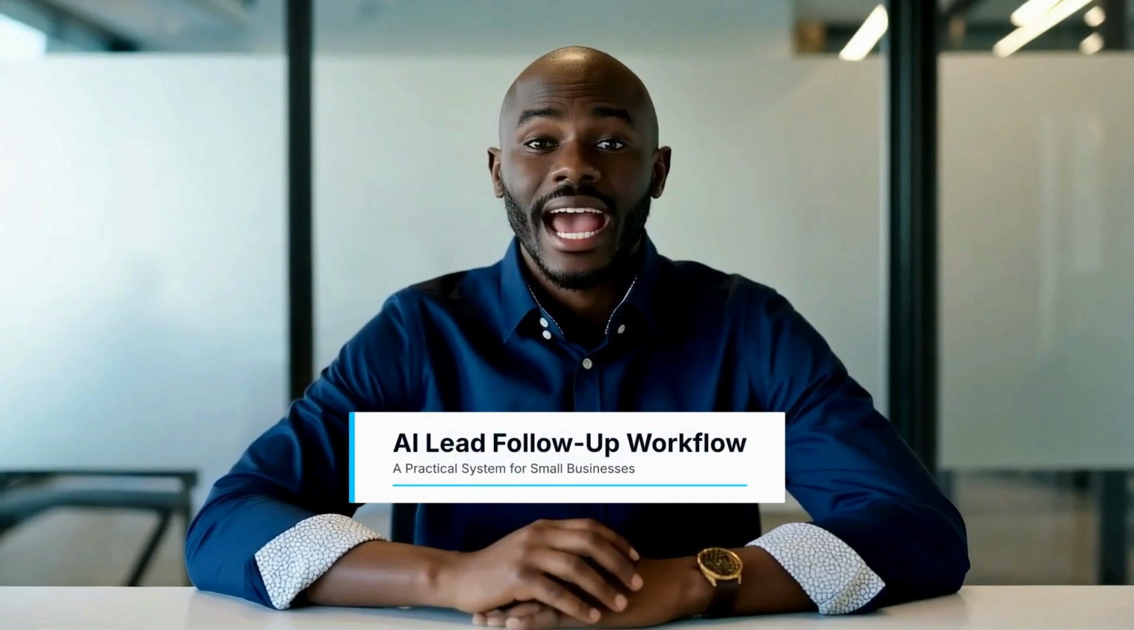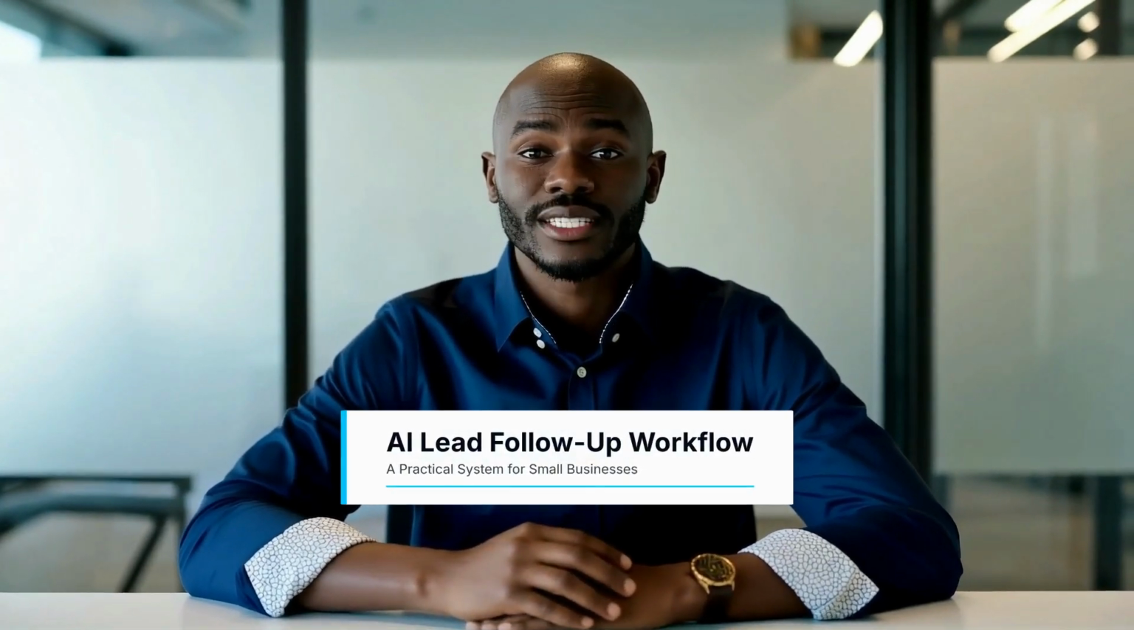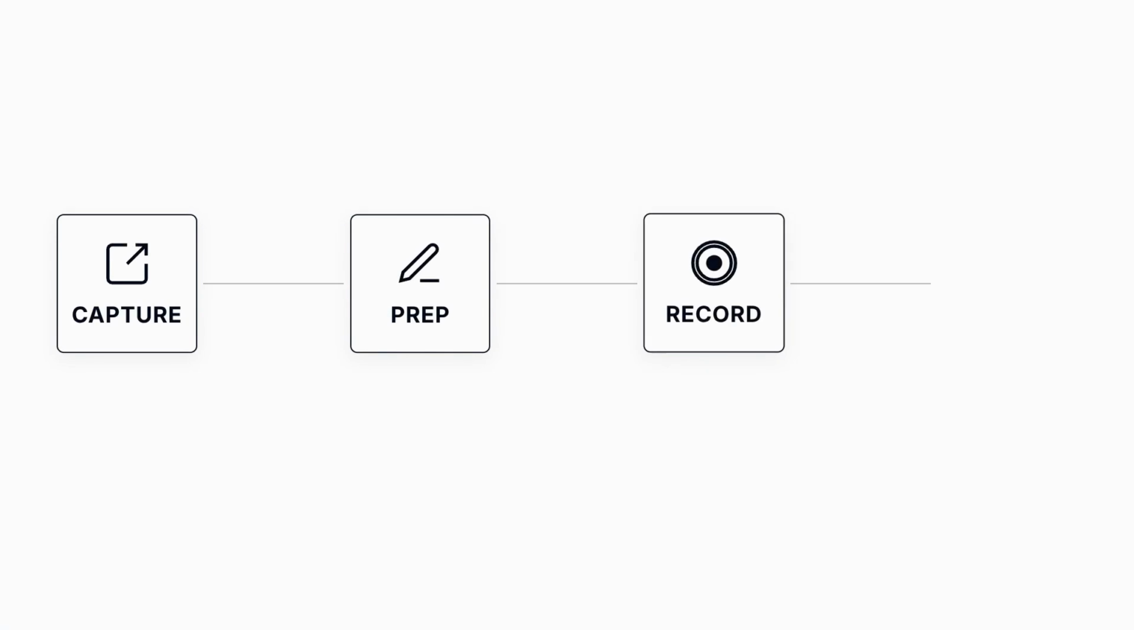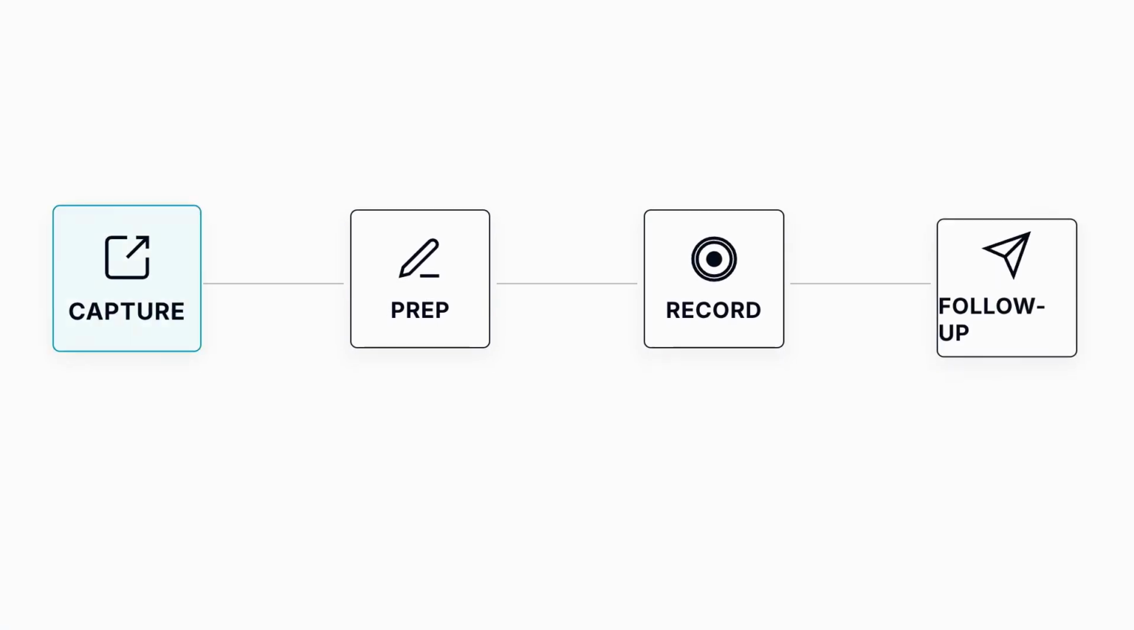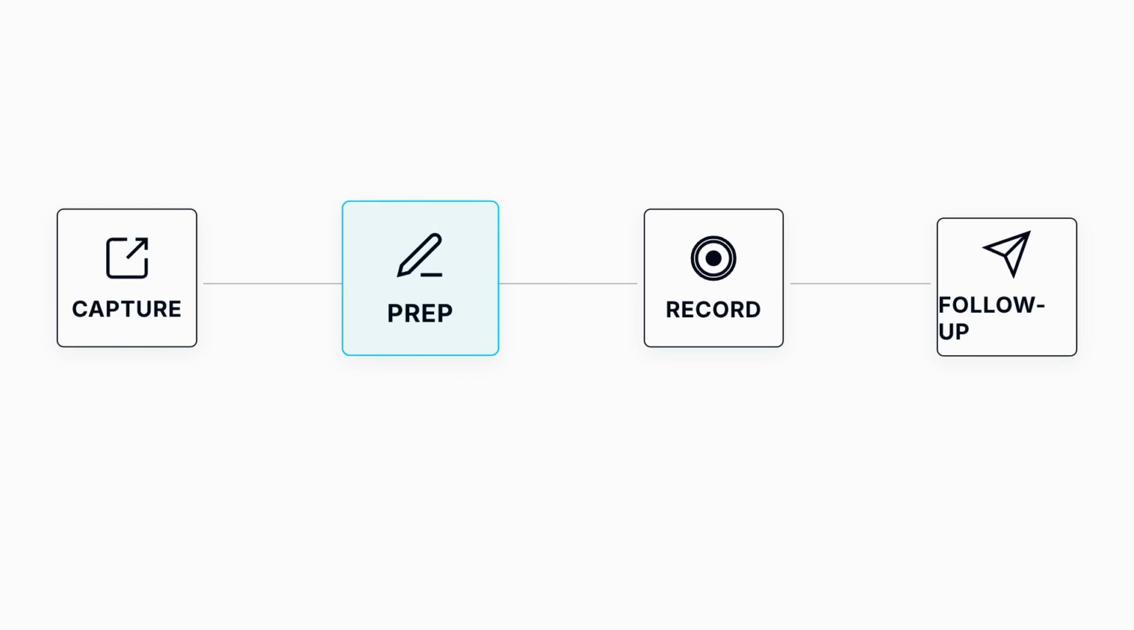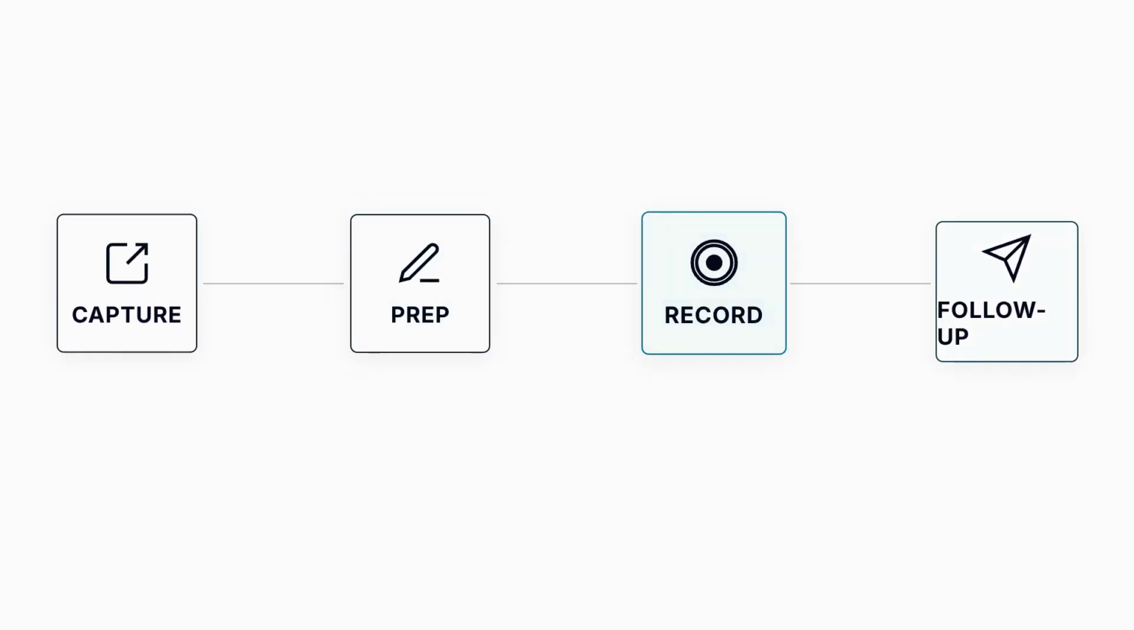This video explains AI lead follow-up workflow, a practical system for small businesses. Lead follow-up fails when inquiries are scattered across forms, email, phone calls, and social messages with no clear owner or next action. A practical AI lead follow-up workflow gives a small business one controlled process for capturing an inquiry, preparing a useful response, recording the next step, and following up without relying on memory.